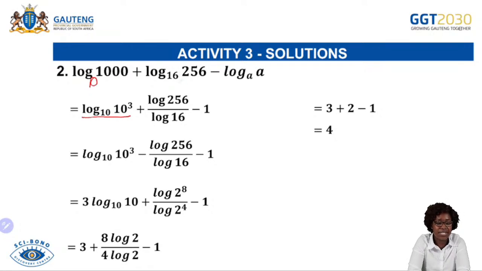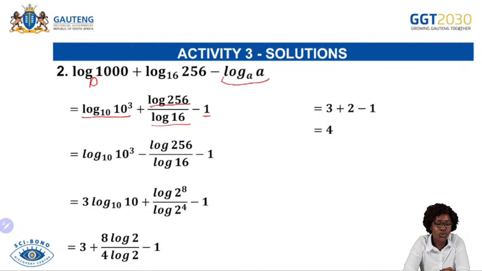The next term says the log of 256 to base 16. Now this one cannot be simplified as quickly as the first one, so we need to apply those rules that we have been looking at. So the first thing that you're going to do is to divide the log of 256 by the log of 16. Then I'm pretty sure all of us are now familiar with the last one.